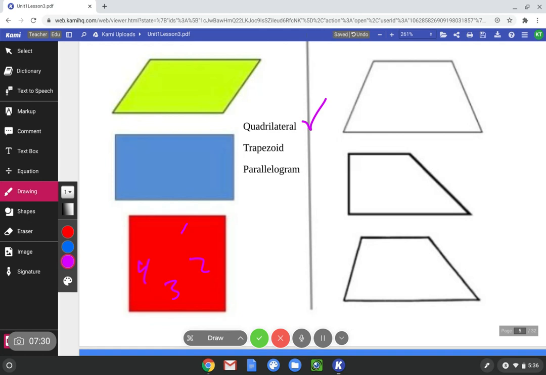Are there any parallel lines? Yes. I see 1, so it's a trapezoid. I see another, it's a parallelogram. I see 4 right angles, and opposite sides are congruent. So I know it's going to be a rectangle.